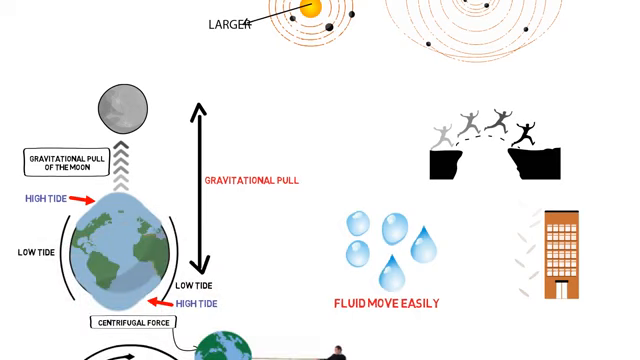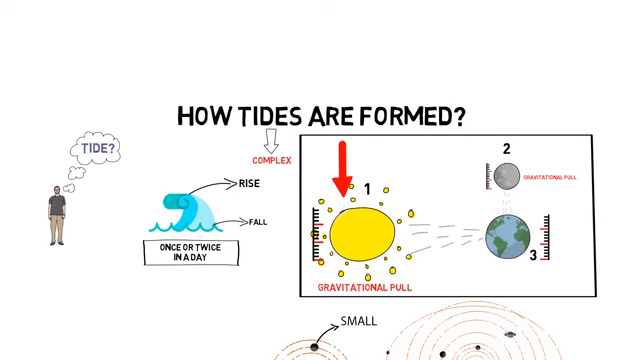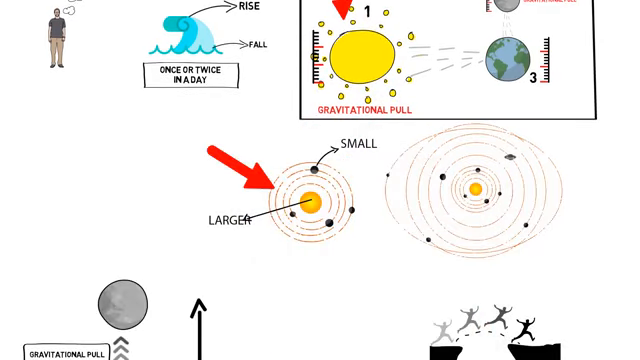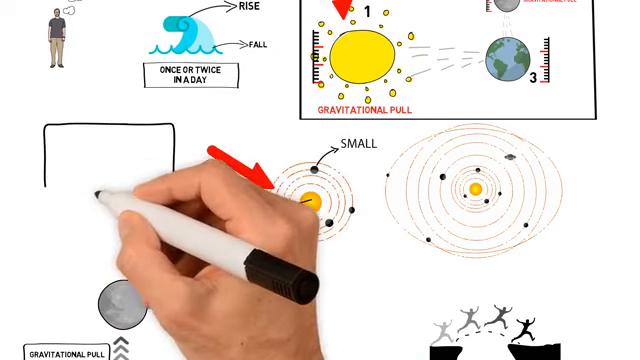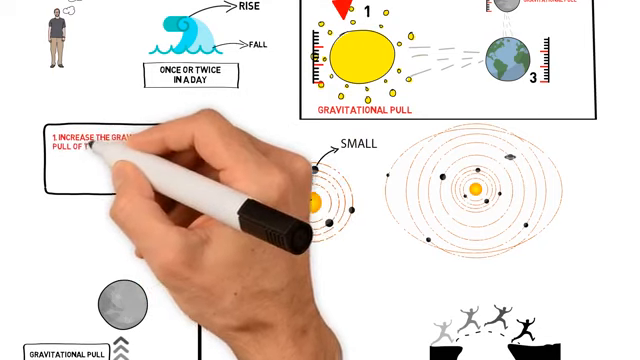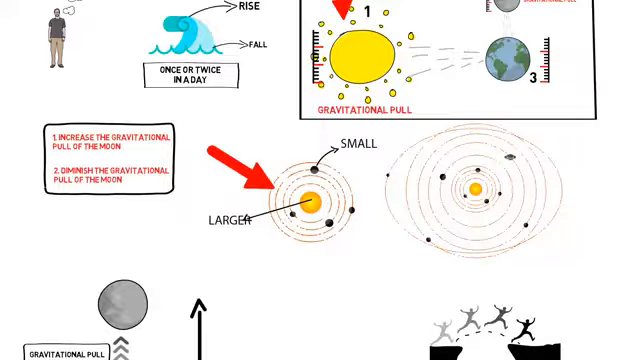Now this all happens only when there is the moon and the Earth. What about the sun? As I said, the sun is bigger than all the celestial bodies in the solar system. That means the sun will exert more gravitational pull, and it has influence on the tides as well. However, the sun's gravitational pull can do two things. Either it will increase the moon's gravitational pull on Earth, or it will diminish the moon's gravitational pull on Earth.